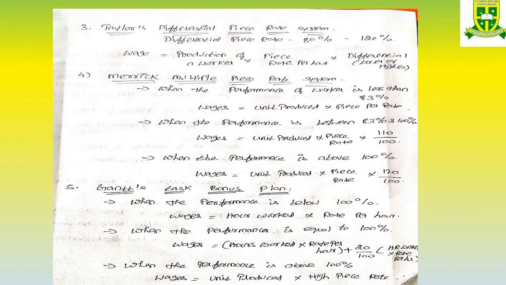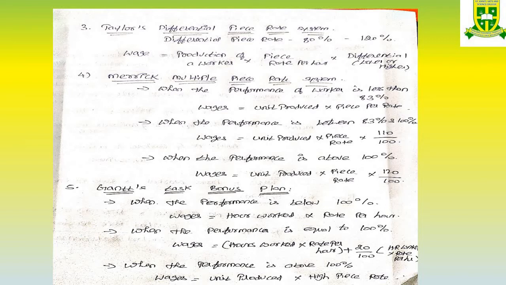So the next model is Merrick's multiple piece rate system. Here also, like Taylor's piece rate system, payment is according to the performance of the employee, but in Taylor's we straight away made a comparison. In Merrick's piece rate, we have to find out the percentage of the work of the employee. According to the percentage of the work, we have to pay the money.